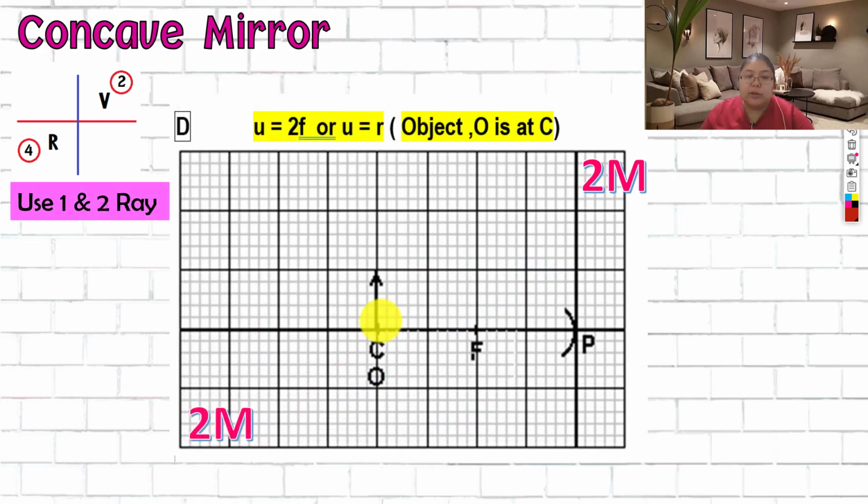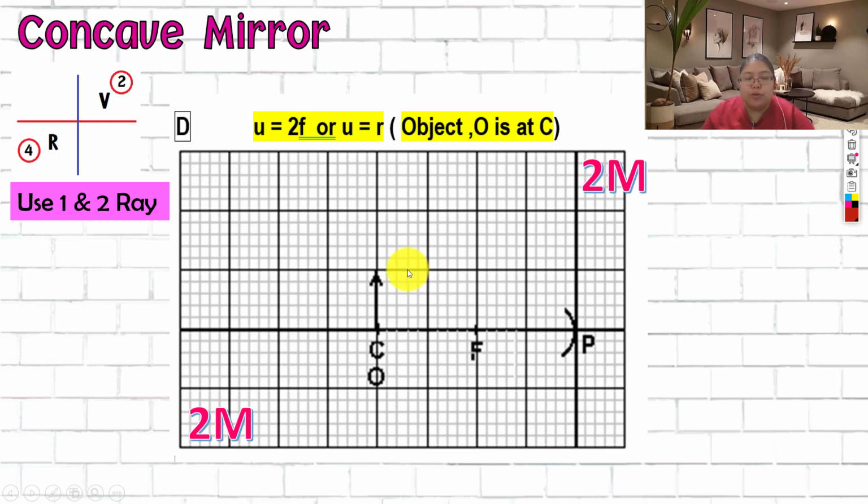Again, this one is a concave mirror. Now I move the object to the C, so we say U equal to F. That means we cannot use the third ray already. We cannot draw the third ray because the line is exactly the same. The focus, the C is here, then you want to go to the mirror, how to draw? So we cannot draw it.